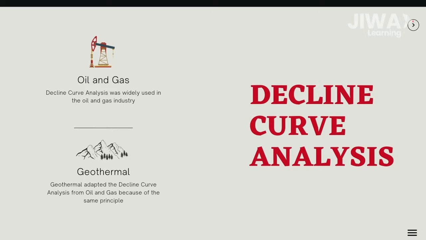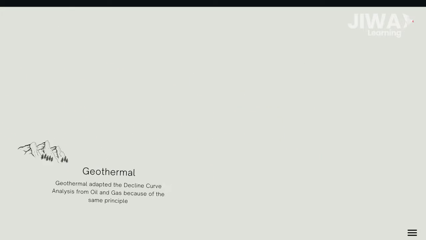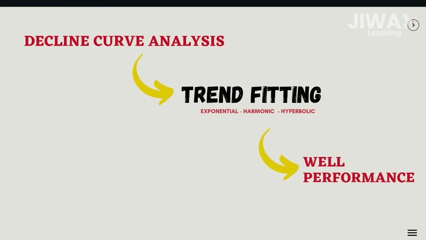This technique was widely used in the oil and gas industry, and then adapted into geothermal because of the same principle between a geothermal well and an oil well. Decline curve analysis involves trend fitting from normalization data to a mathematical curve, such as exponential, harmonic and hyperbolic curves. Then, we know how good the well's performance is and get a clear estimation of what will happen in the future.